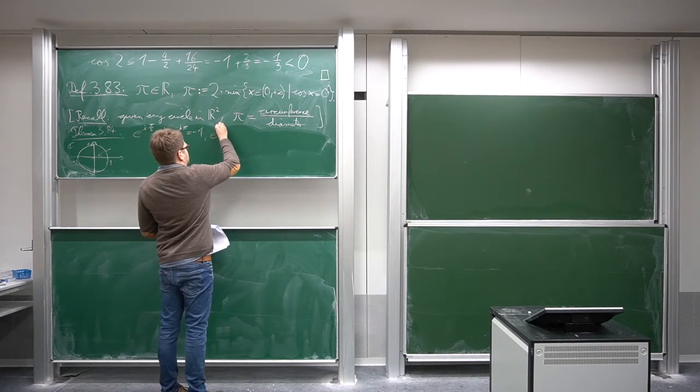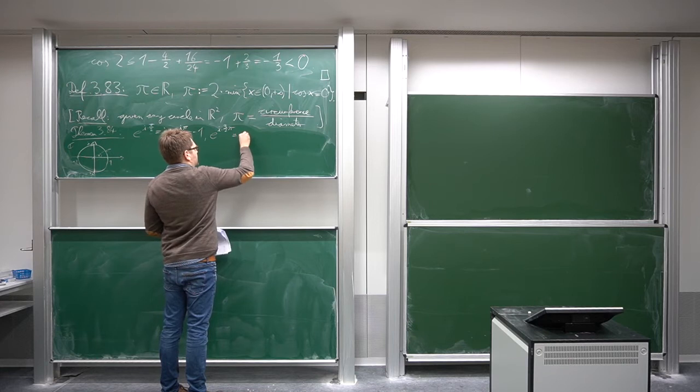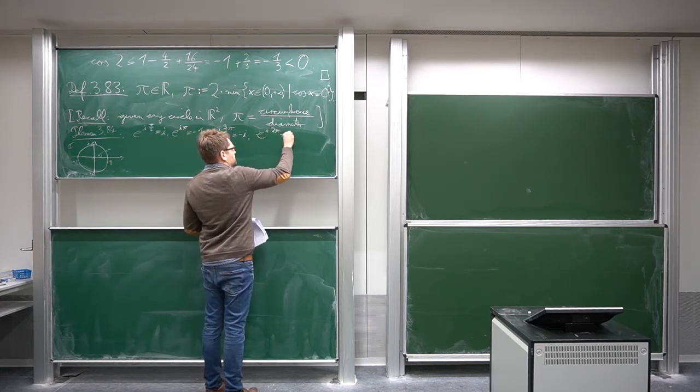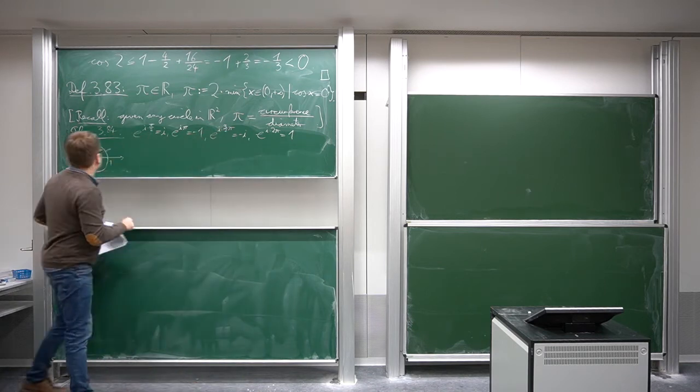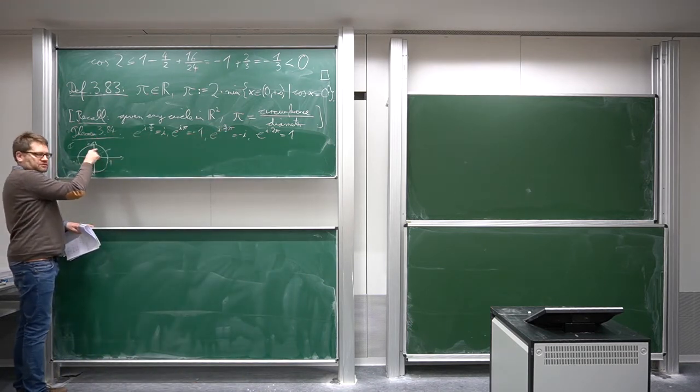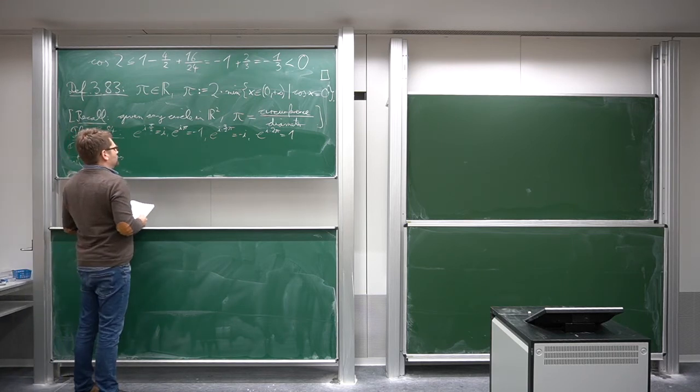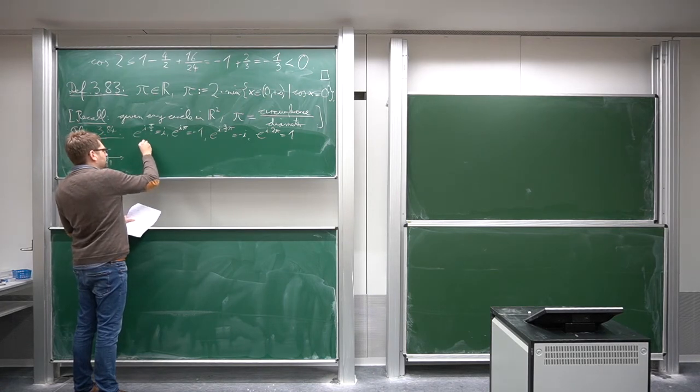e to the i times 3/2 pi is minus i, and finally e to the i times 2 pi is 1. So 2 pi describes a full circle, a 360-degree angle in this setting. Okay, now we have defined sine and cosine as the real and imaginary parts of this e to the i something. So we get some values of sine and cosine as well.